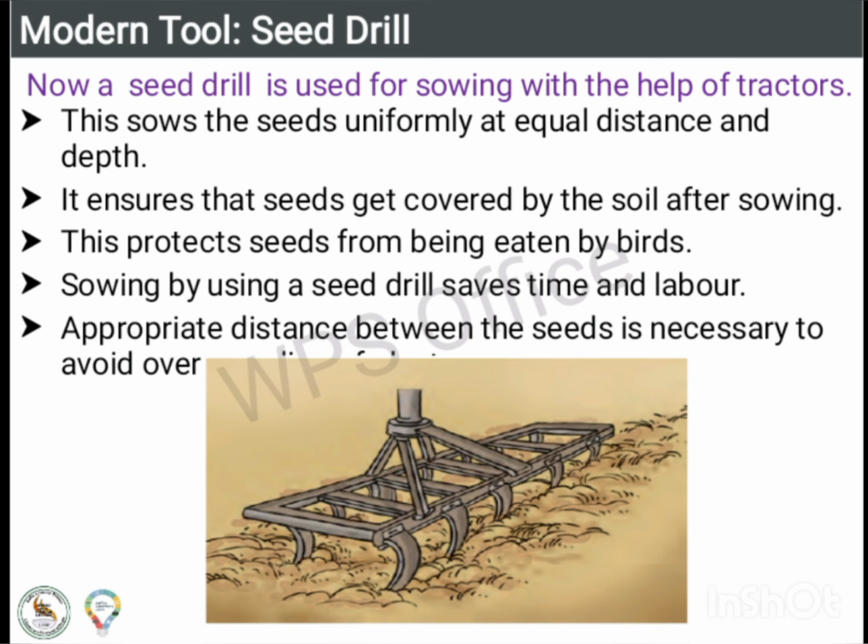Modern tool, seed drill. Now a seed drill is used for sowing with the help of tractors. This sows the seeds uniformly at equal distance and depth. It ensures that seeds get covered by the soil after sowing. This protects seeds from being eaten by birds. Sowing by using a seed drill saves time and labor. Appropriate distance between the seeds is necessary to avoid overseeding.